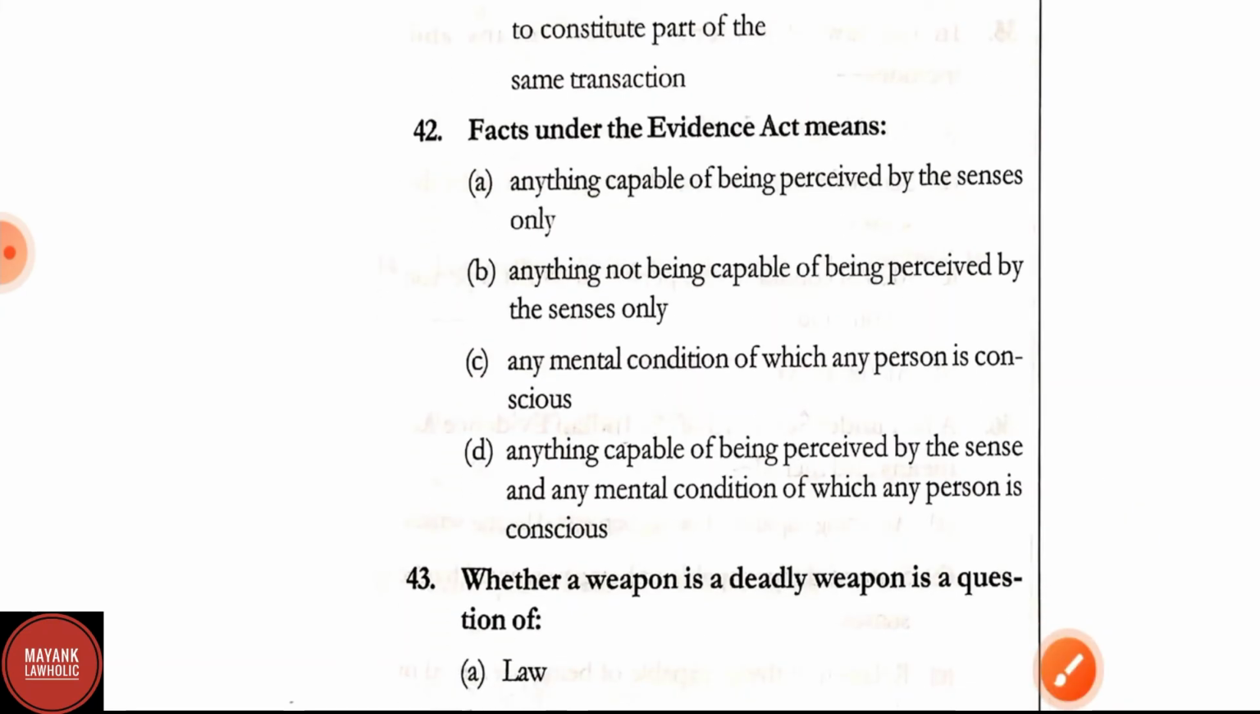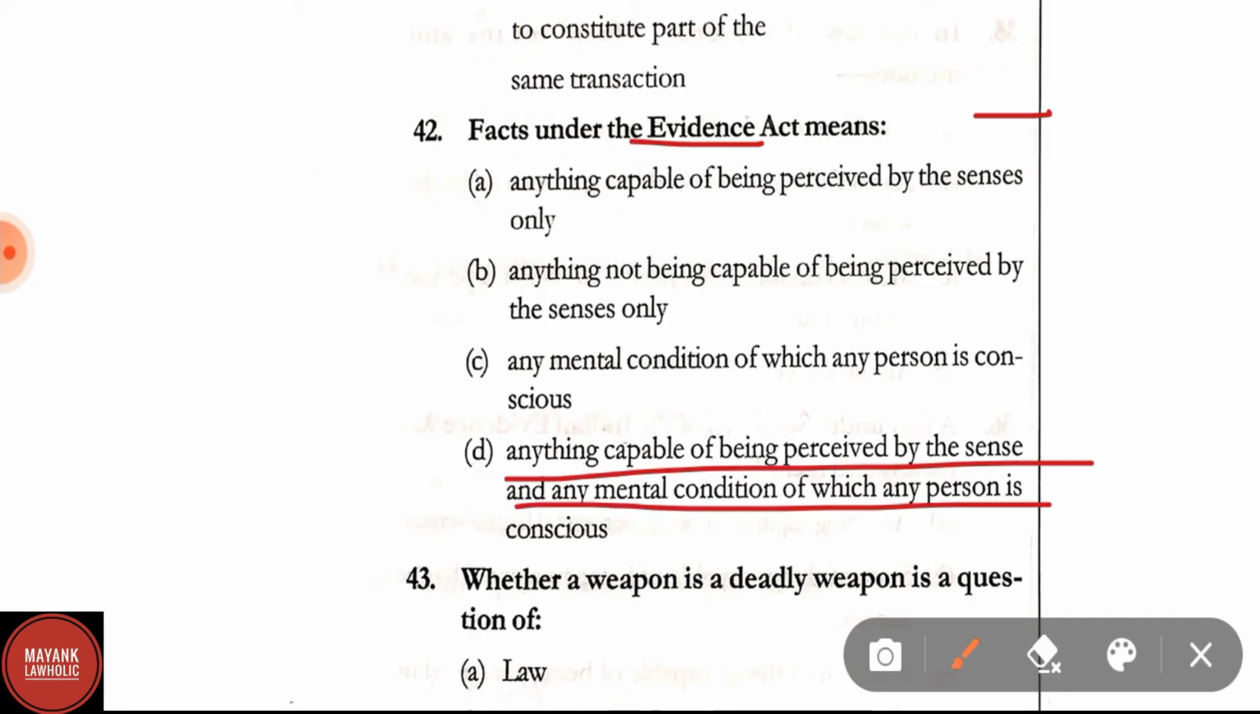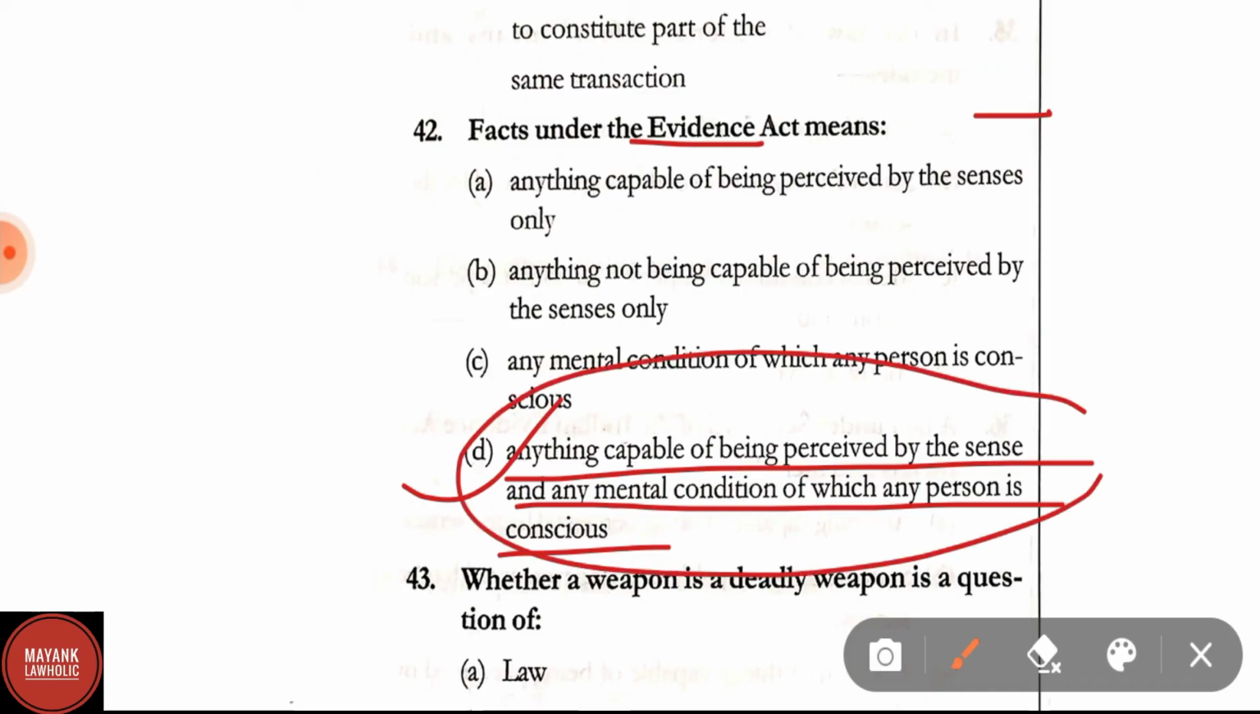Question number 42. Facts under the Evidence Act means option A, anything capable of being perceived by the senses only, option B, anything not being capable of perceiving by the senses only, option C, any mental condition of which any person is conscious, and option D, anything capable of being perceived by the senses and any mental condition of which any person is conscious. Under Evidence Act, facts means anything capable of being perceived by the senses and any mental condition of which any person is conscious. Option D is the correct answer.